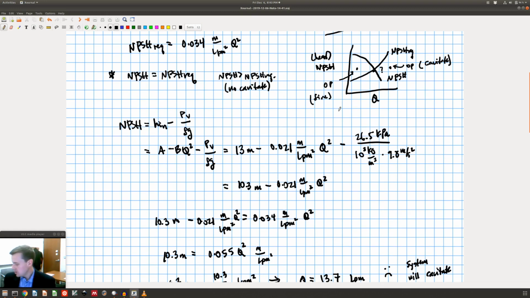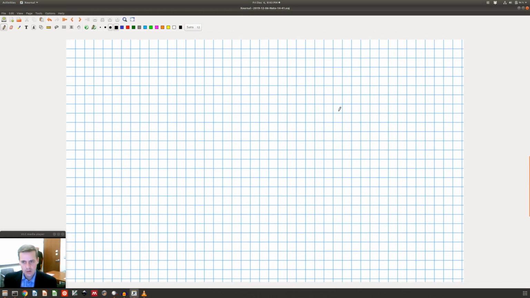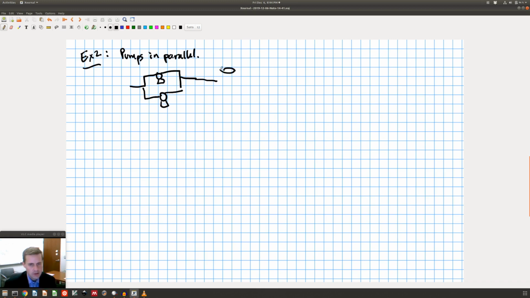Let's turn and do a second example down here. So this will be example 2, and example 2 is pumps in parallel. Assume I have 2 pumps. Suppose I have 2 pumps in parallel. So I've got this one, and I've got another one down here, and suppose they're hooked up to some tank system.